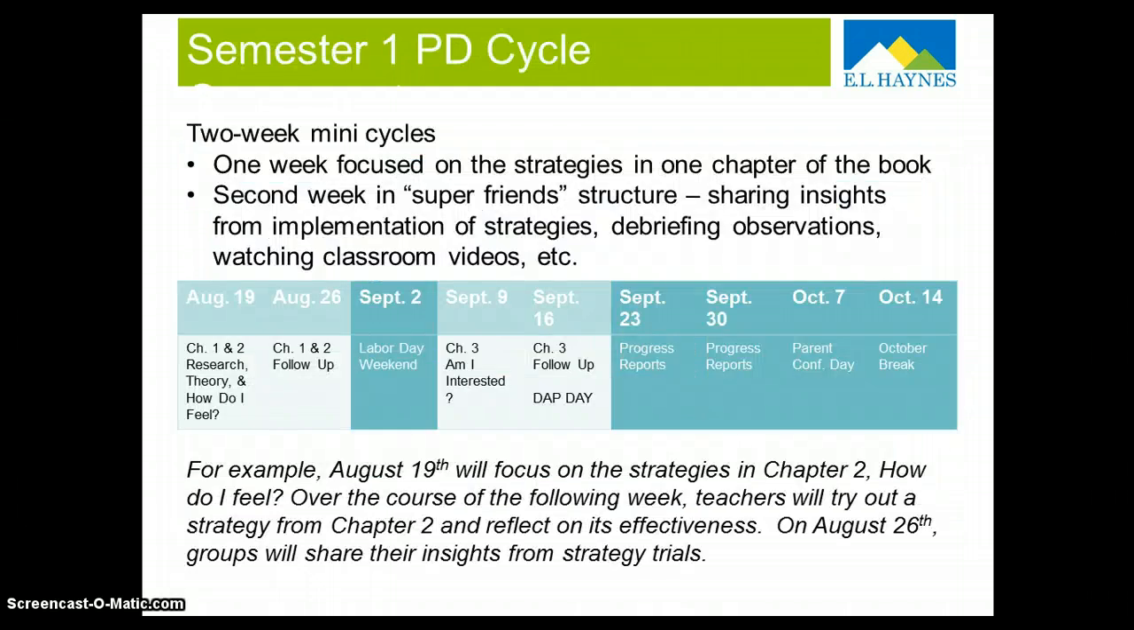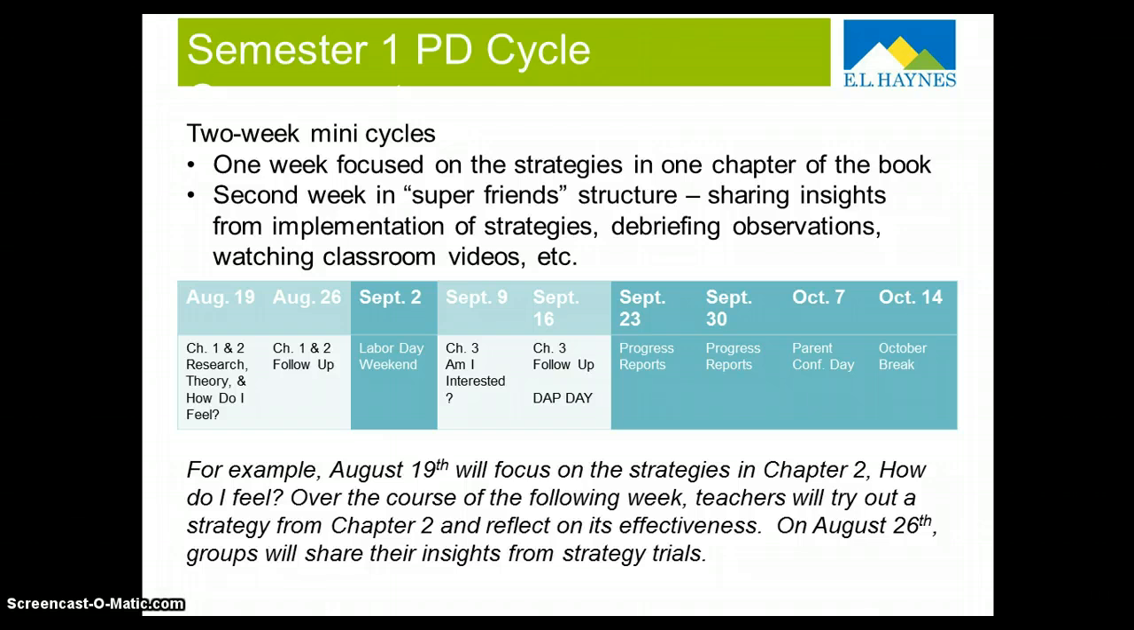The Highly Engaged Classroom is broken into 4 major chapters. Accordingly, our 8 weeks will be broken into 4 2-week mini-cycles, each focused on one chapter. The first week in a mini-cycle will focus on the strategies highlighted in a chapter. During the following week, participants will try out a strategy from that chapter, and that following Friday will be devoted to sharing insights gained from these trials. Participants may debrief peer observations, watch videos from one another's classrooms, or reflect on their use of the strategy.